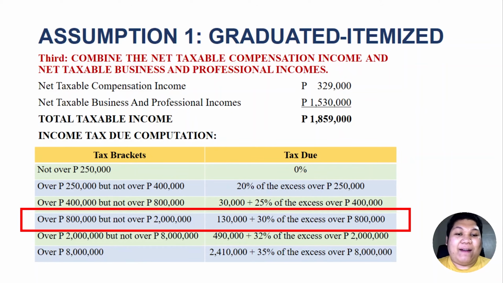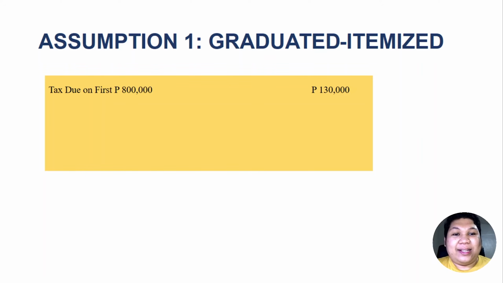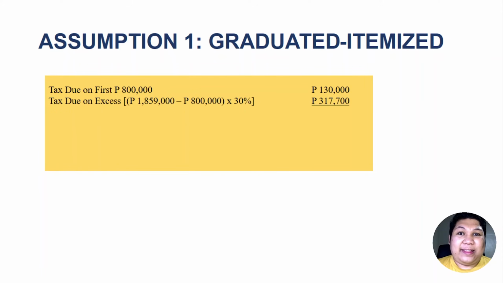Okay? So we will have to compute now our income tax due using the graduated rates. So the tax due on the first 800,000 is 130,000 and the tax due on the excess, that is 1,859,000 minus 800,000 times 30%. Therefore, the tax due on the excess is 317,700 pesos. So the total tax due is 447,700 pesos. Okay? This is the tax due that should be paid by Juan for both his compensation income and his income from business and practice of profession.